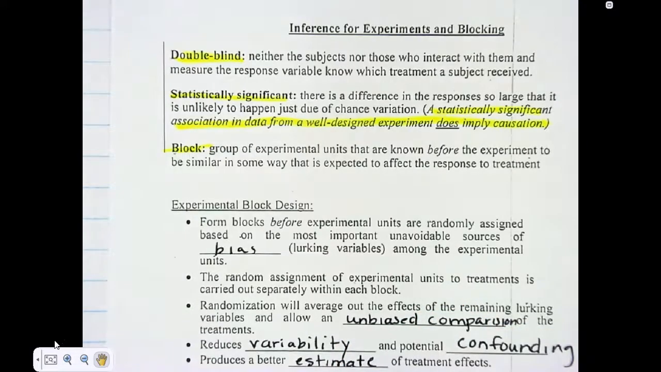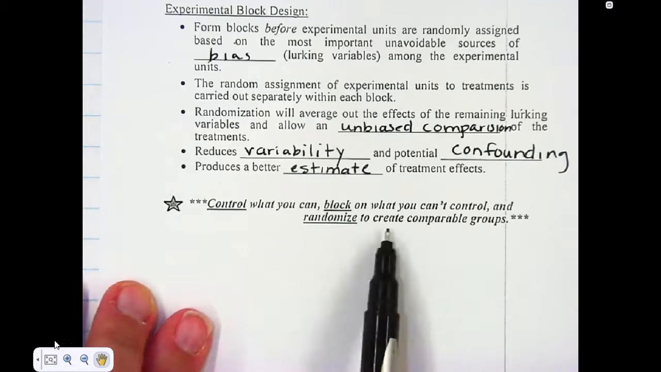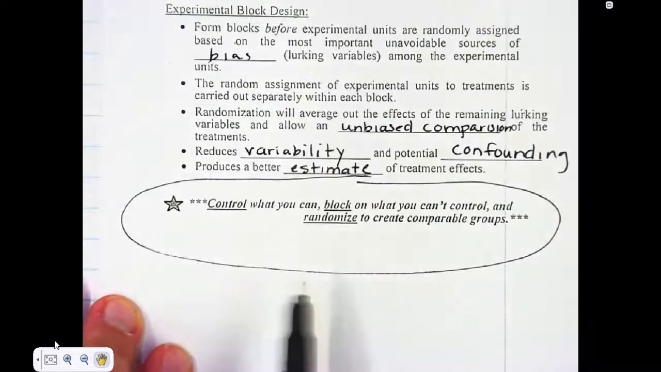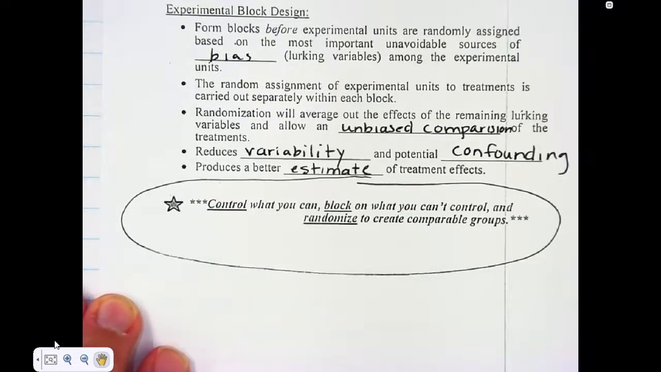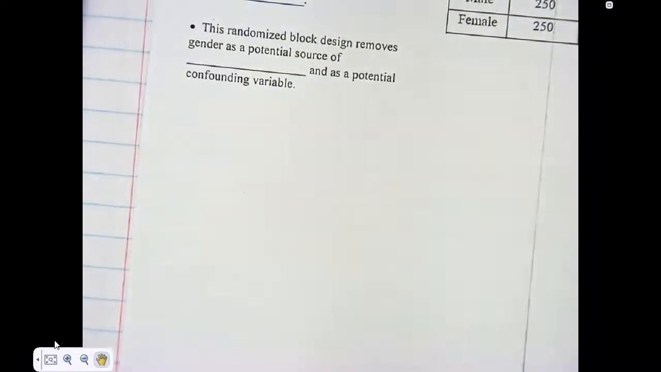And then the last thing, by doing that, it produces a better estimate. Okay, something's right here: you always control when you can, block on what you can't control, and you randomize to create comparable groups. This right here, so you have a little star, that's important. Control what you can, block on what you can't control, and randomize to create comparable groups. Okay, so I have some examples we need to go through.